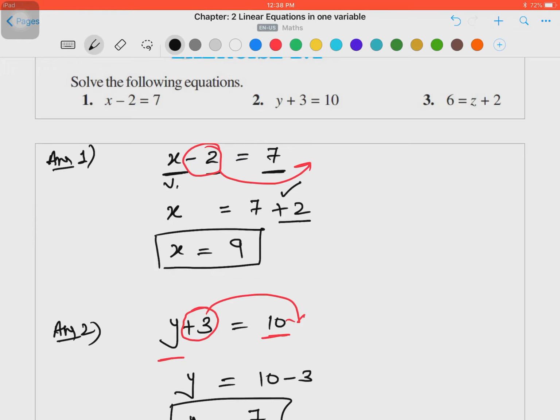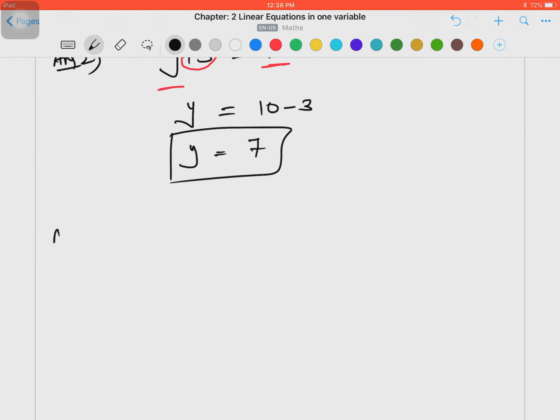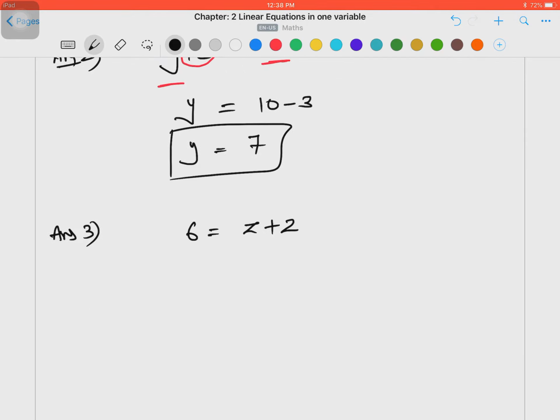Next one is 6 equals z plus 2. Okay, again we are going to do the same thing. We'll keep the variable on one side and non-variable on the other side. So in this case, we'll keep the variable z on the right hand side and we'll shift this non-variable onto the other side. So this will become 6, this plus 2 will become minus 2, equals z.